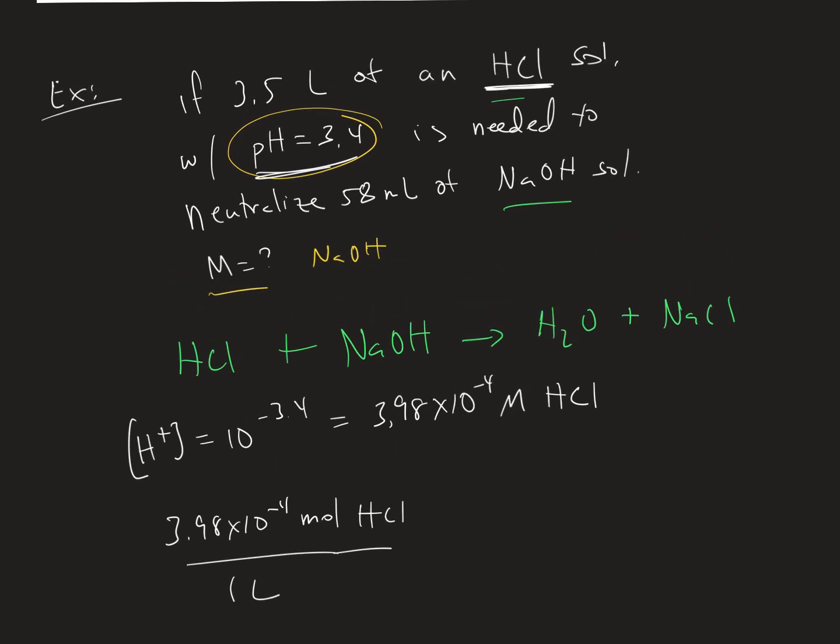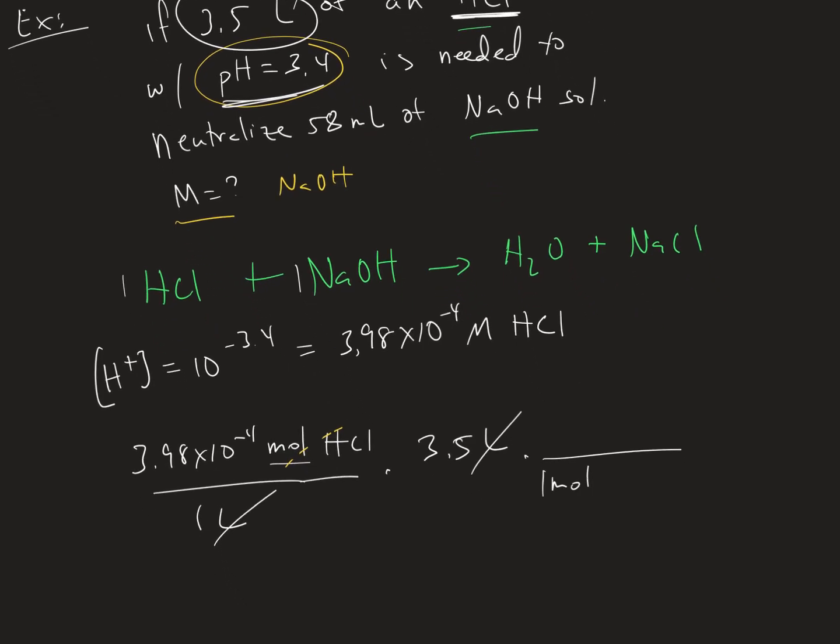And I have my volume, so to get rid of liters, I'm going to multiply by 3.5 liters. And now I can use the mole-to-mole ratio, because now I have moles of HCl. Mole-to-mole ratio in our balanced equation is 1-to-1. Well, that's nice. 1 mole of HCl to 1 mole of NaOH. You follow me, or am I going too fast? I can slow down. Talk to me. Okay?